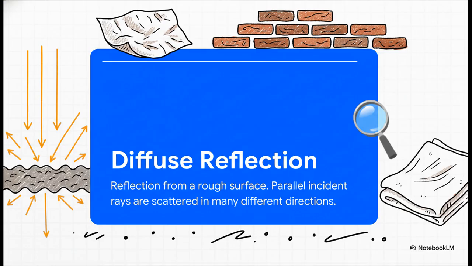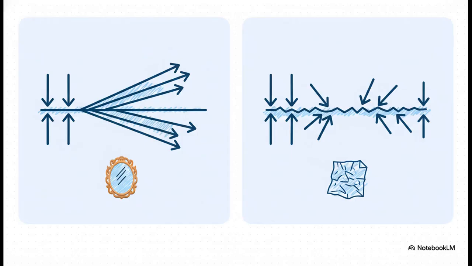That's diffuse reflection. And this just makes the difference crystal clear. Specular is from a smooth surface, it keeps the rays parallel, and forms a nice sharp image. Diffuse is from a rough surface. It scatters the rays and doesn't form an image at all. It's why you can see yourself in a mirror, but not in a wall.